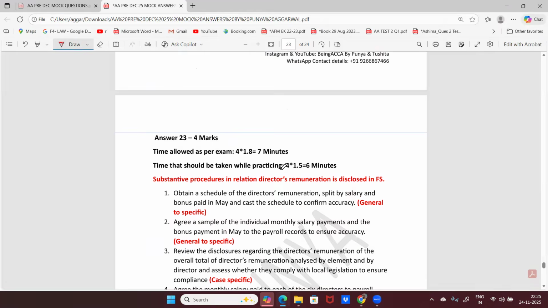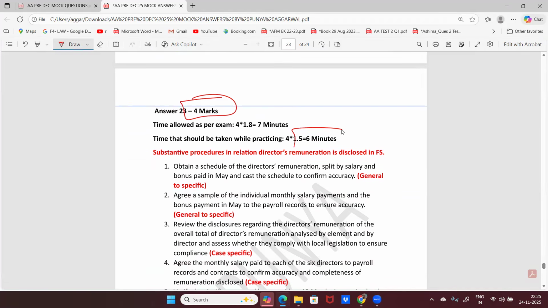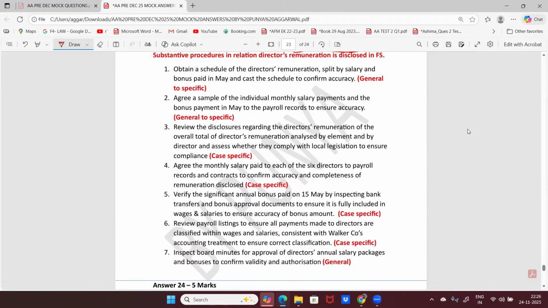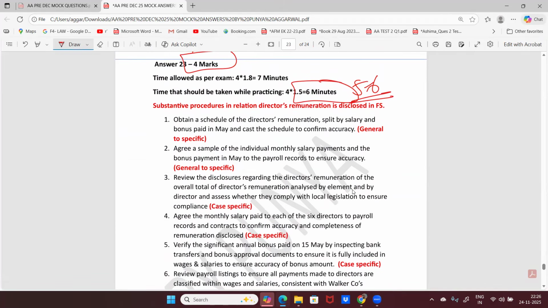Okay, let's move to my answer. It's a 4 marker, so not more than 5 to 6 minutes when we are practicing. Let's see. So it's a 4 marker, technically four. I have written seven. Let's see. We'll again talk about the specific one only. General, not so much. Let's see.